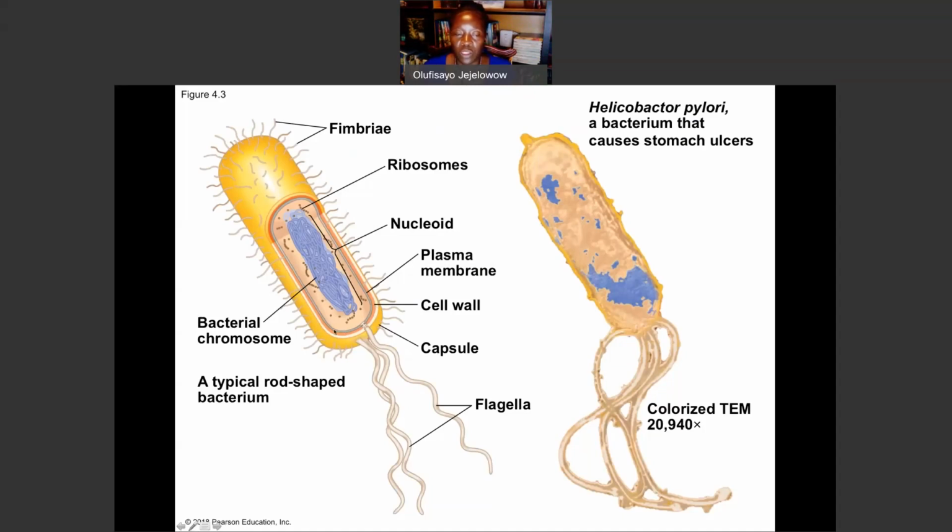In some organisms, to protect themselves from digestion by the host cells, they have capsules. So capsules sometimes help them to recognize and form a colony together with other similar organisms, other similar prokaryotes. So this is a typical rod-shaped bacterium.